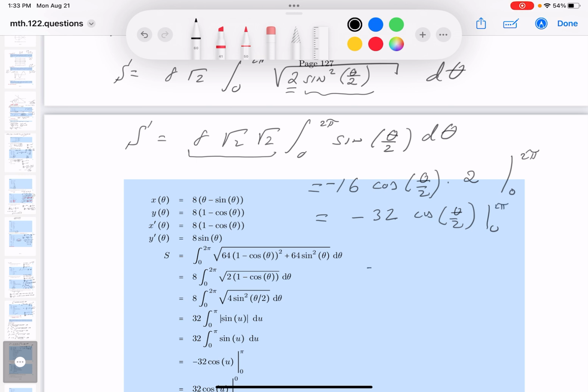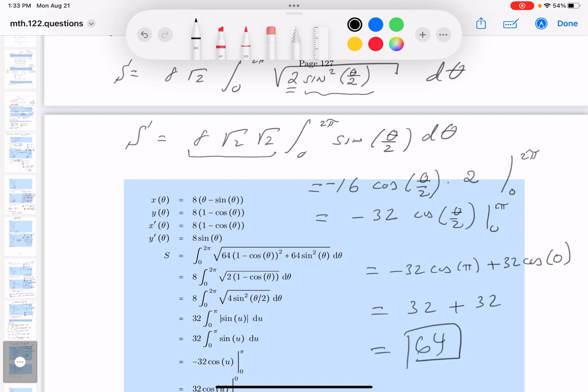Let's write it down. What do you get over here? Minus 32 cosine. If I plug in 2 pi, I just get pi. Minus a minus, which would be plus 32 cosine. If you plug in 0, what do you get? You get 0. What's cosine of pi? Minus 1, so you get 32. What's cosine of 0? It's 1, plus 32. What do you get there?